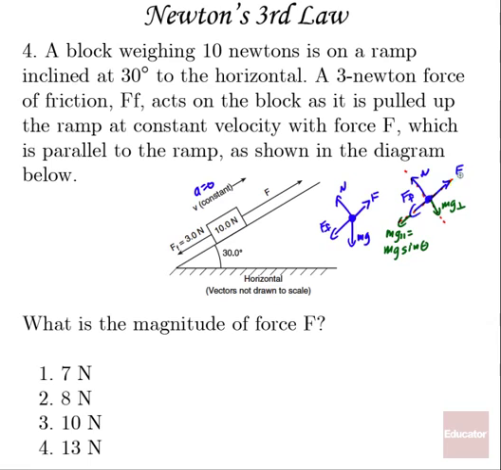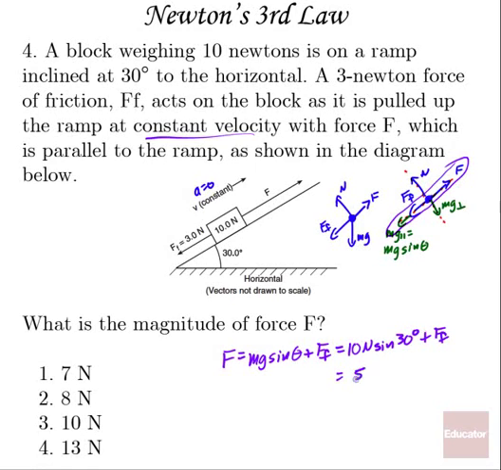So if we want the magnitude of the force F, we need to realize that if it's moving at constant velocity, all the forces must balance out. So those forces in the x direction must be equal. That tells me that F must be equal to mg sine theta plus the force of friction, where mg sine theta is going to be mg, its weight, so 10 newtons times the sine of 30 degrees plus the force of friction, which is 3 newtons. So 10 sine 30, that's going to be 5 newtons. The force of friction is 3 newtons. Therefore, our applied force must be choice 2, 8 newtons.